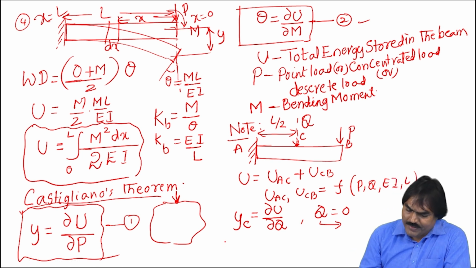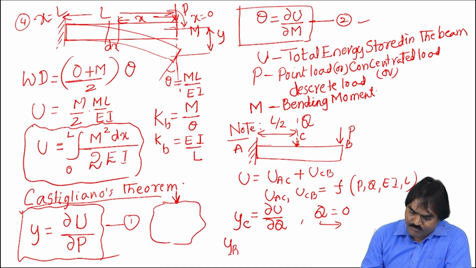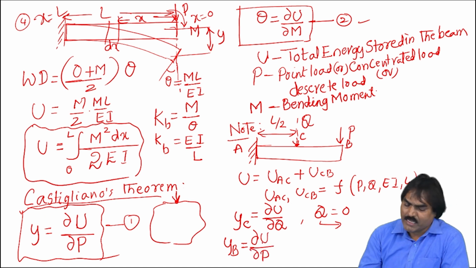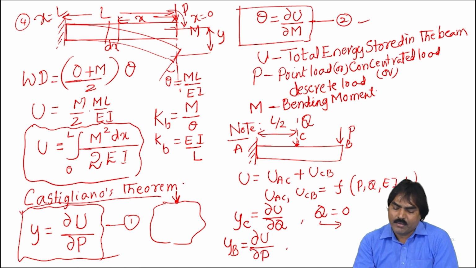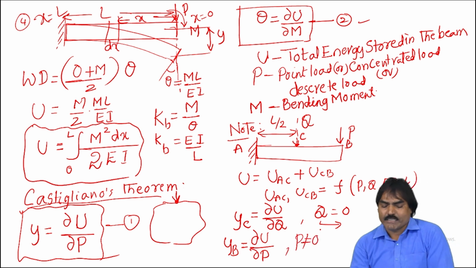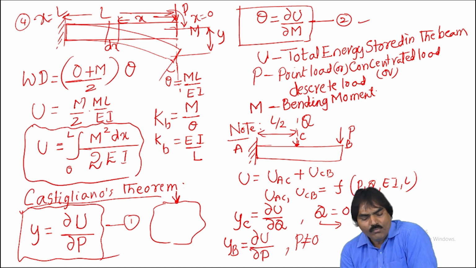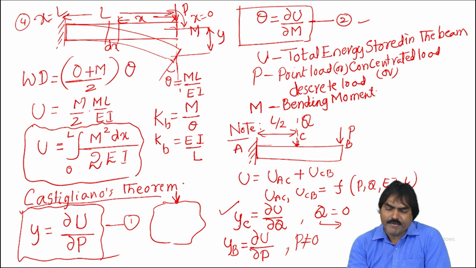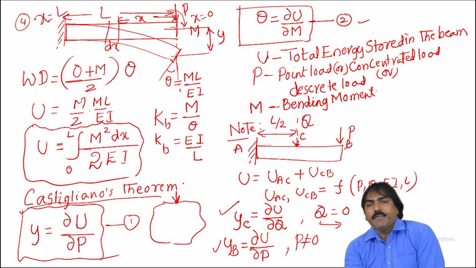Now, if you want to find the deflection at the B point, YB, that is given by dou U by dou P, because there is already a point load, and here P is not equal to 0 because P is the actual load. By using this equation, we can find the deflection at the C point. By using the second equation, YB, we can find the deflection at the free end.